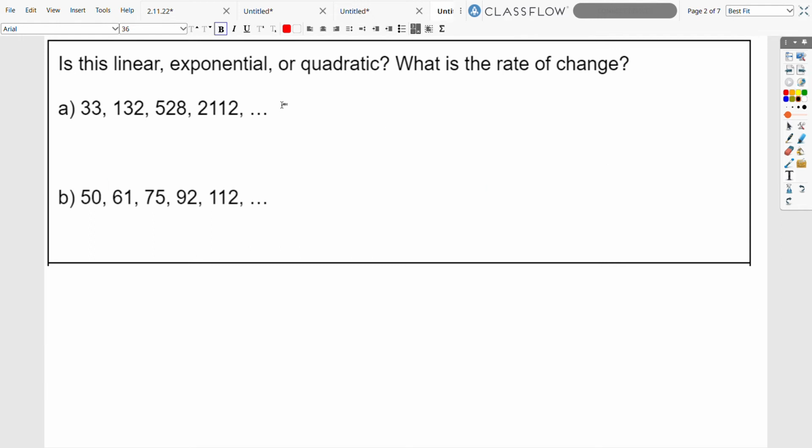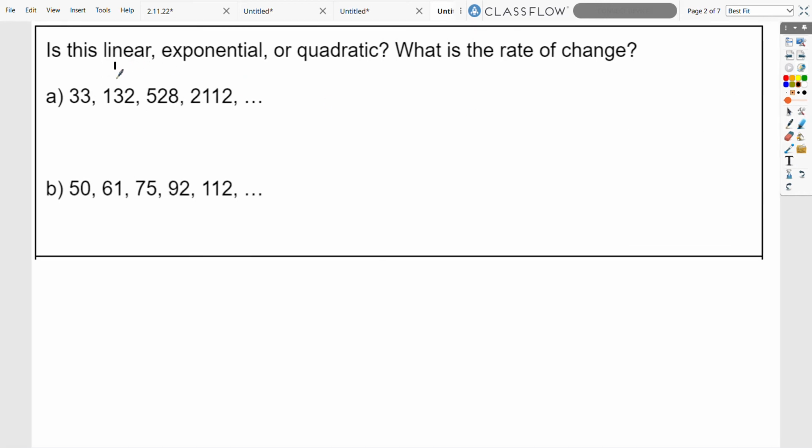And so for the next couple problems, we just want to determine, is it linear, exponential, or quadratic, right? So remember, linear is adding or subtracting the same number, exponential is multiplying, and quadratic is the second rate of change. So let's go ahead and look at part A. So 33 to 132, it looks like that if we want to try to see if it's linear, we are adding 99. But then when we look for the difference between 132 and 528, that is definitely not adding 99 also. So it's not going to be linear.